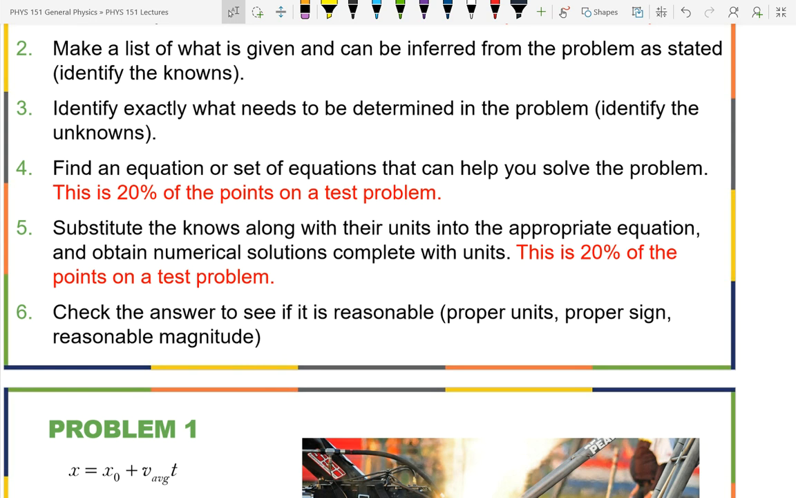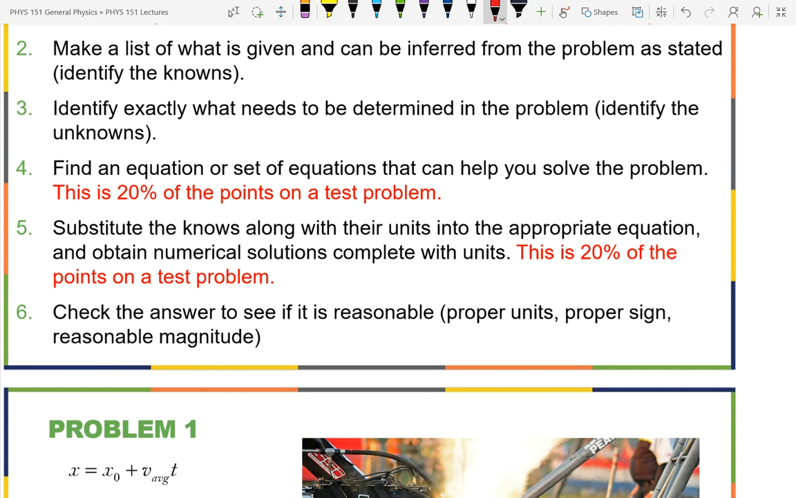Find an equation or set of equations that can help you solve the problem and write those down. And that's another 20% of your grade, just writing down, this is the equation I'm going to use. I always want to see the equation before you put the numbers in. Given time, I'm happy that he did, just because there wasn't much time. So I know that's what they're doing, not something random. Then you put in your numbers and calculate. And finally, check to make sure the answer is reasonable.